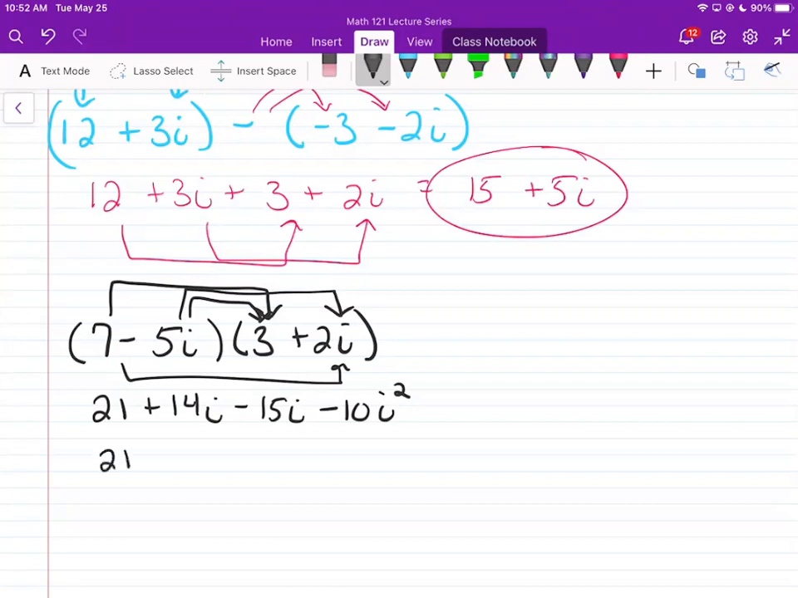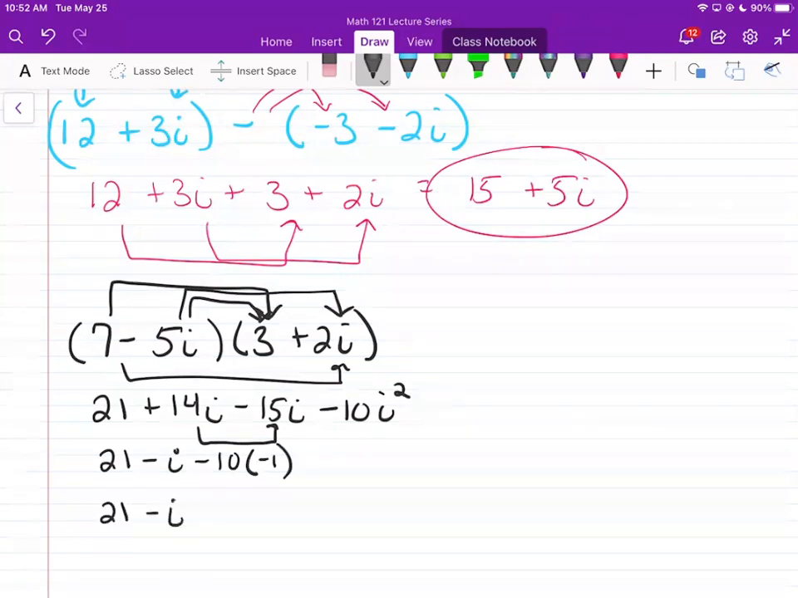That leaves us with 21. These are like terms, which leaves us with negative i, and then negative 10. But remember, i squared is -1. So this can further simplify to 21 minus i. Negative 10 times -1 gives us plus 10. And so we end up with 31 minus i.